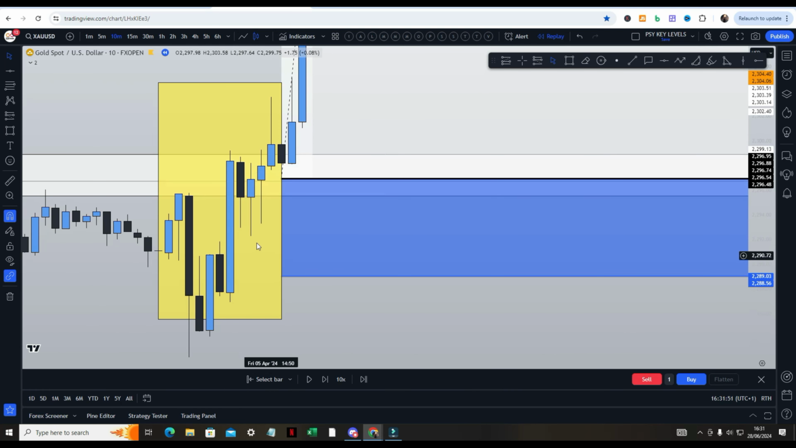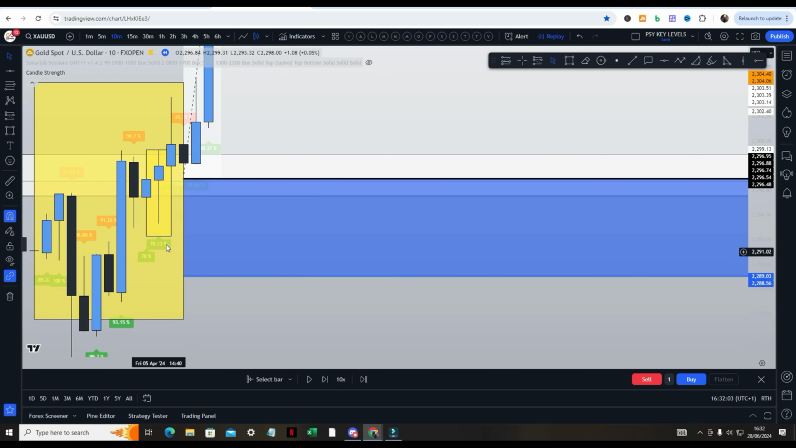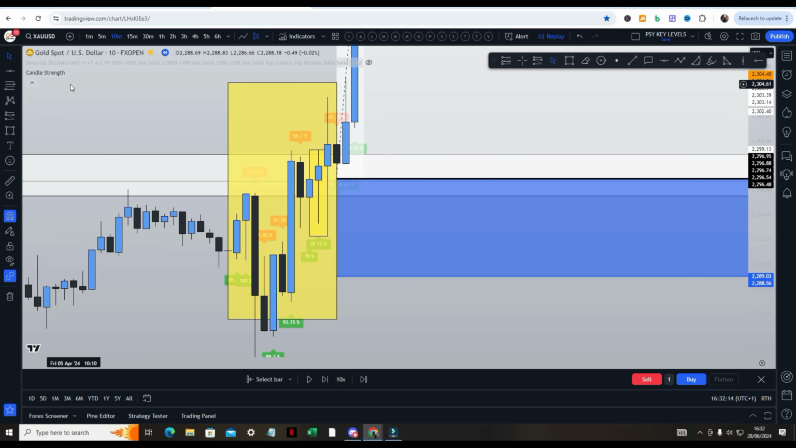I get my breakout. Now look at this strong bullish entry pattern, strong bullish candle. On the candle strength indicator, how much does it show? 78%. I was looking at this candle. 78% here, pretty much 80%, so it is strong. So I'll just remove this.